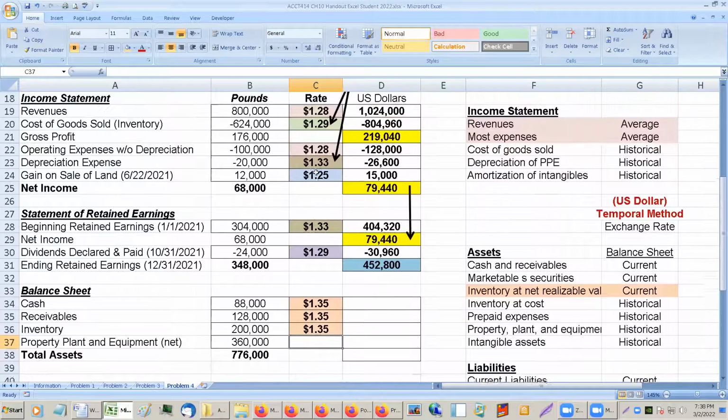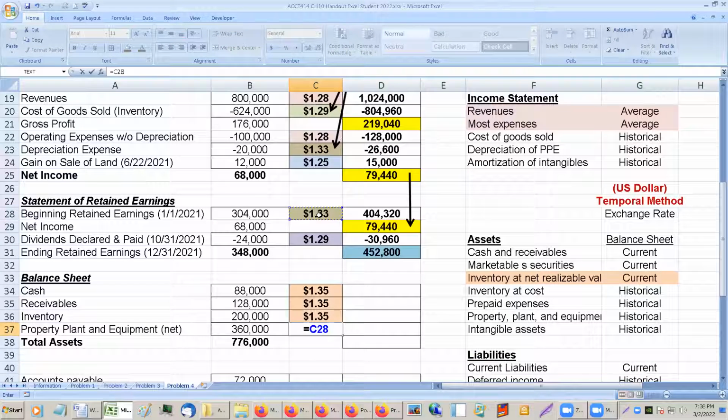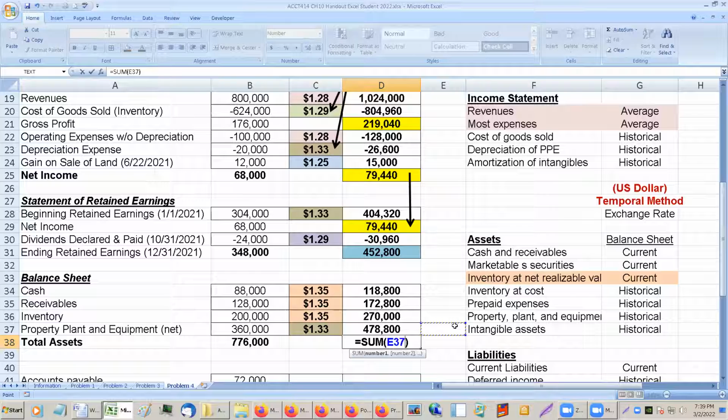Property, plant, and equipment will denote the historical cost, which will be the beginning historical cost, not the inventory historical cost, but the beginning historical cost of... 33 here. Okay, I think that's it. Total assets would be that.